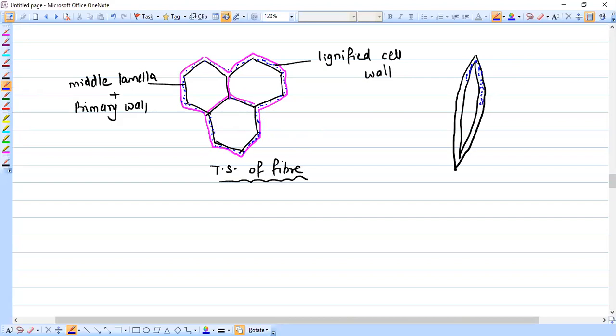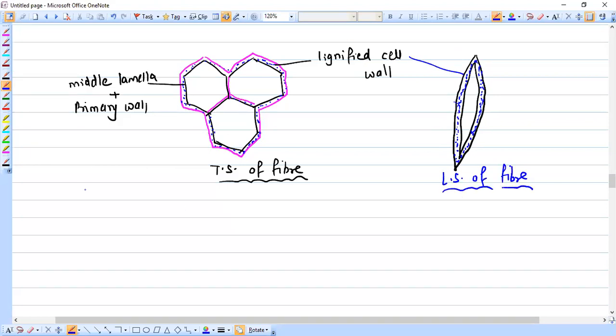If you have seen the dry coconut that we normally break in temples, on its body it shows some fiber-like stuff, brownish in color. That is also nothing but this Sclerenchyma. This is the lignified cell wall. This is the LS of fiber. LS means longitudinal section. So this becomes the LS of fiber.